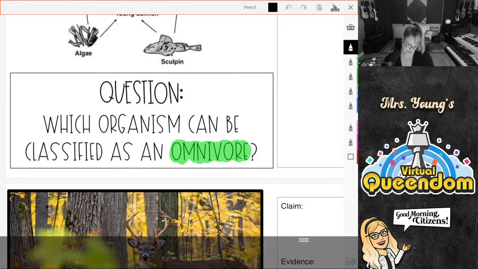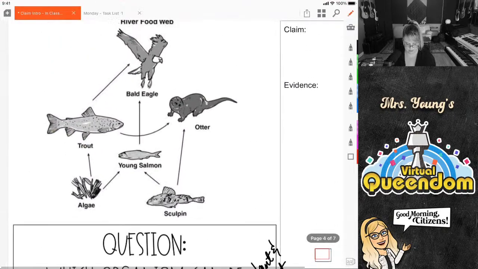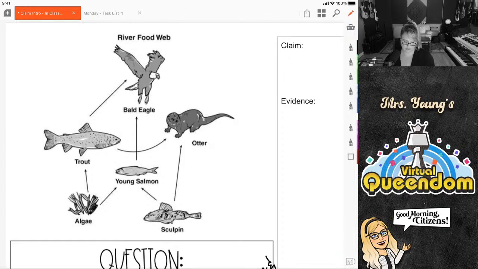Yes. So they eat plants and eat meat. Yes, they eat plants and animals both. So we need to go find an animal in the food chain that eats both plants and animals. Which animal looks like they eat both plants and animals?